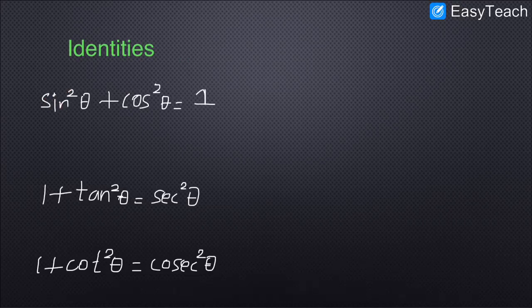Next is identities. The identities are sin square theta plus cos square theta equals 1. Usually we don't confuse sin theta and cos theta, right? So sin square theta plus cos square theta equals 1 is very easy to memorize. And coming to the next two, 1 plus tan square theta equals secant square theta, and 1 plus cot square theta equals cosec square theta.